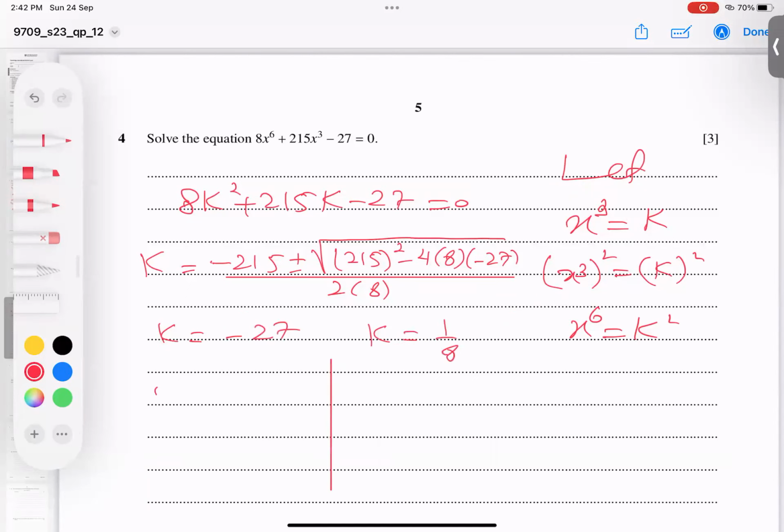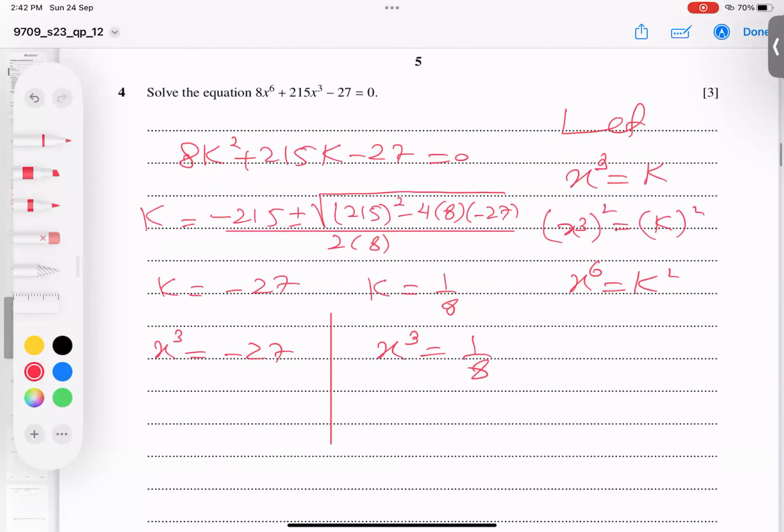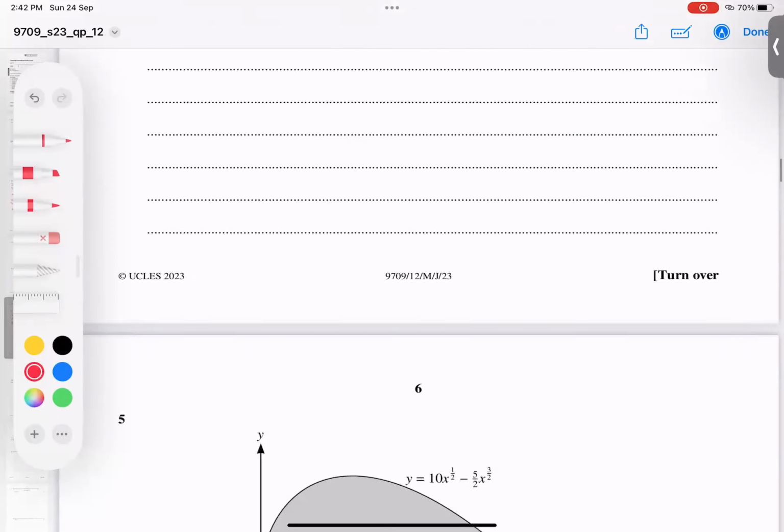I will plug in both here. So finally I get x cube equals minus 27 and x cube is equal to 1 over 8. The cube will go there and become cube root, and the cube root of minus 27 is minus 3. And here I got 1 over 2. And I believe the points are very, very clear. So Alhamdulillah Rabbil Alameen. Let's go for the next part.